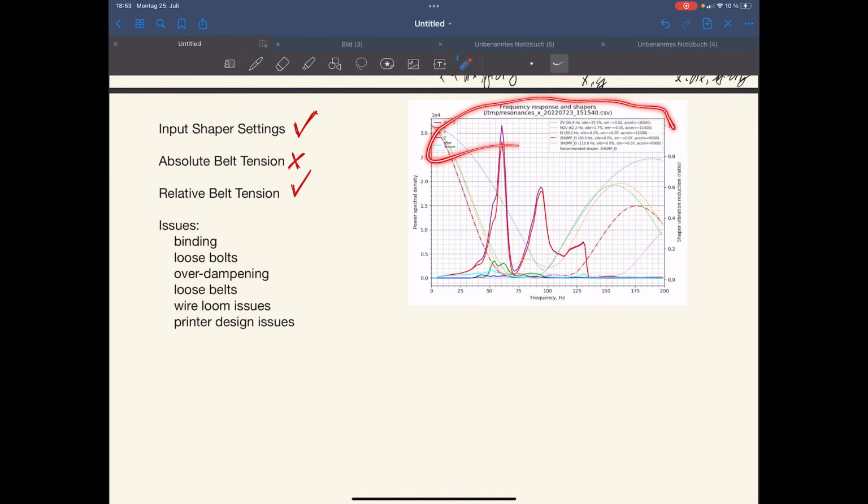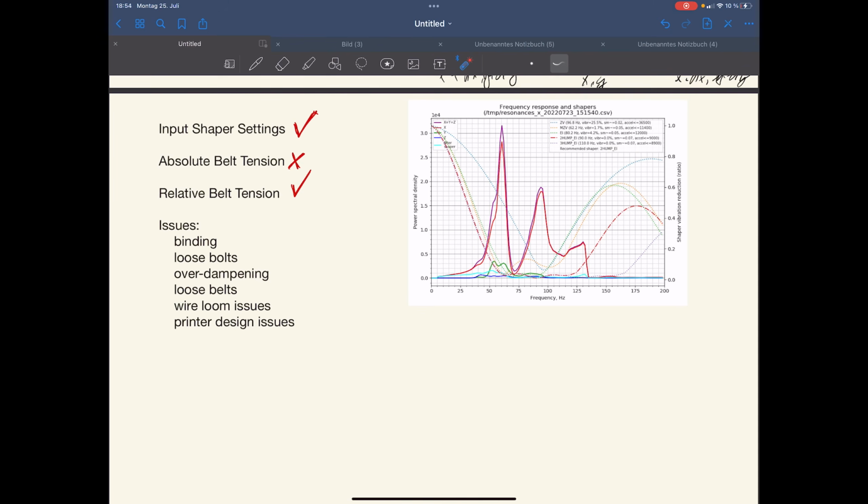So this is also an interesting case. We have an x-axis with two peaks, and actually ZV has a lot more acceleration than MZV, where the Klipper tells you it's fine.